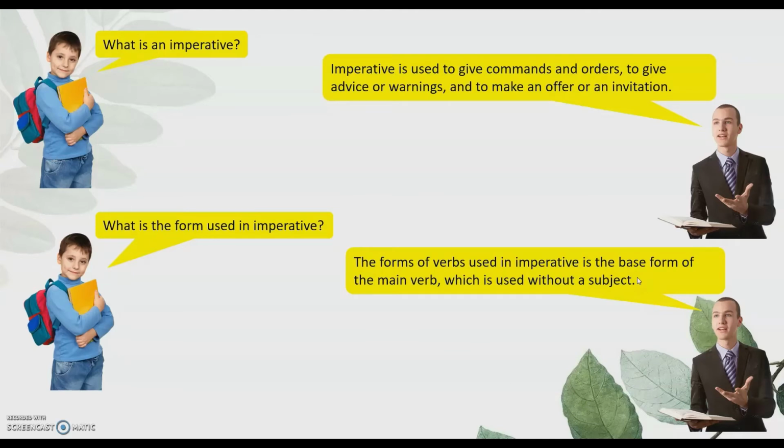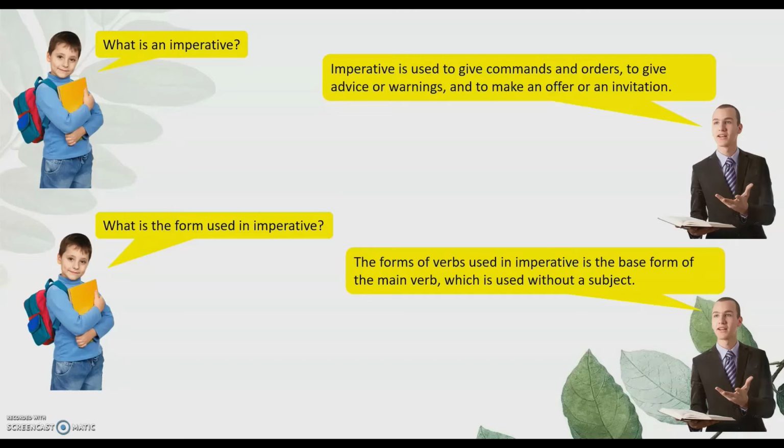For example, your mother is talking to you. She told you, eat the rice. What she said, the sentence, is eat the rice. That is an example of imperative because it is a command. Your mother is telling you to eat the rice. It is a command. So the sentence is eat the rice.